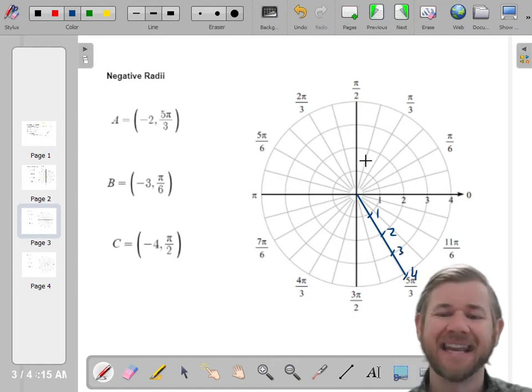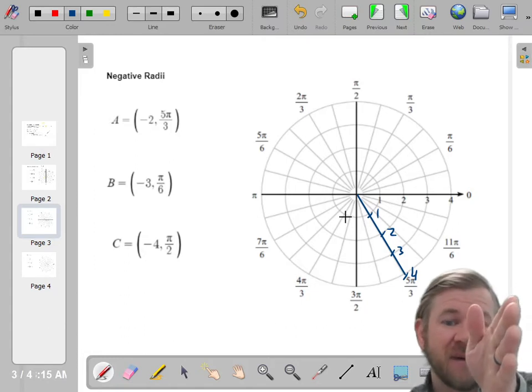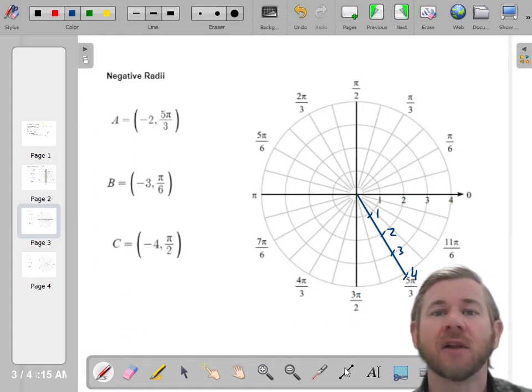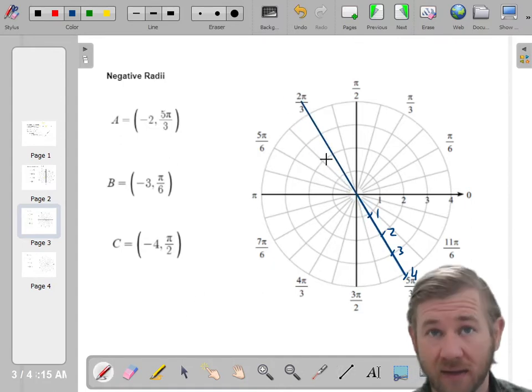If I say negative, it's sort of like you're looking at 5 pi over 3, but I want you to turn around. So this would be following that same line segment. So I'm now like in the negative radiuses.